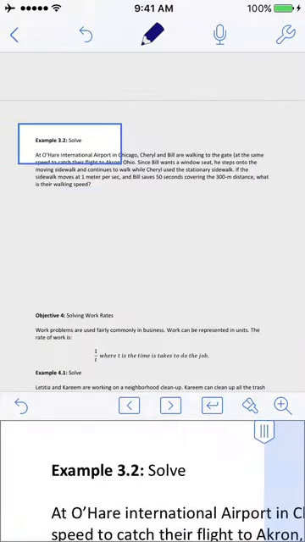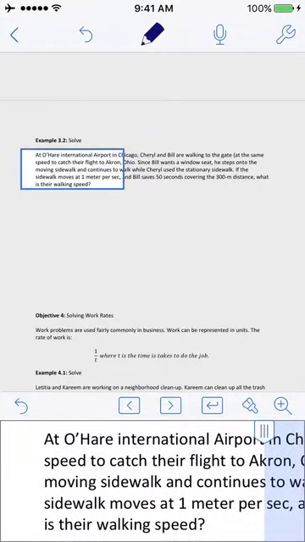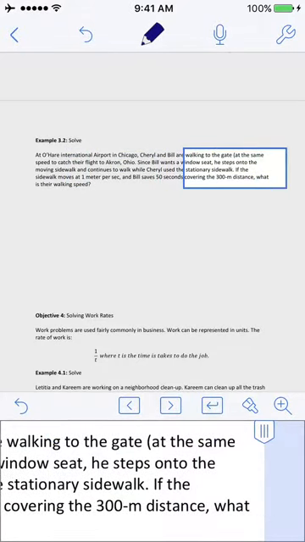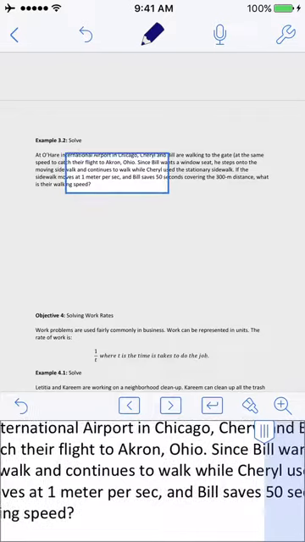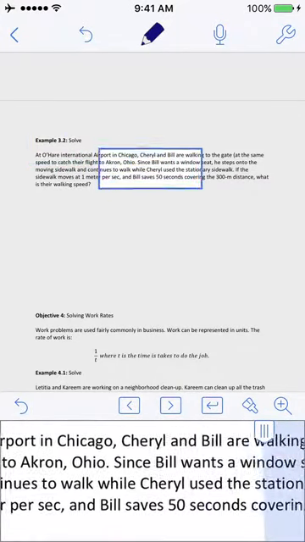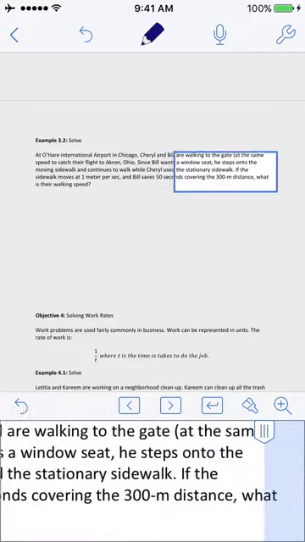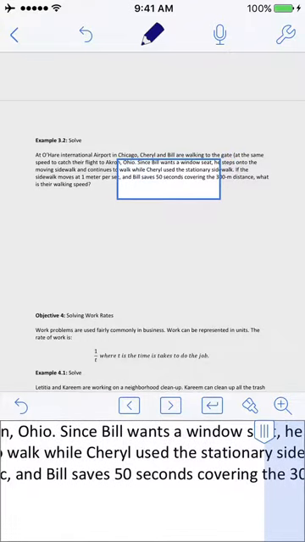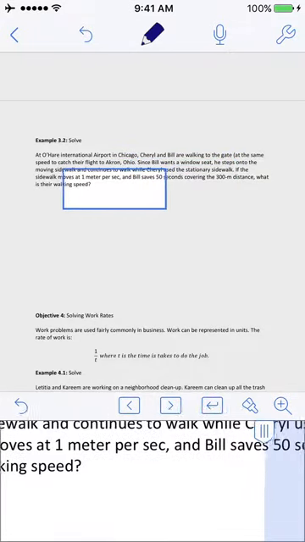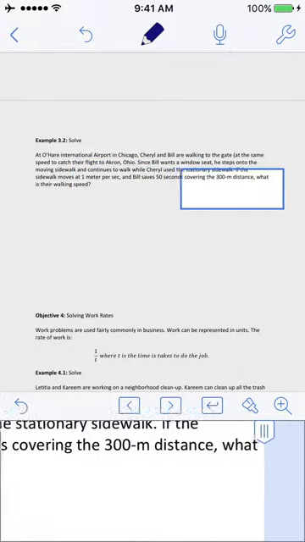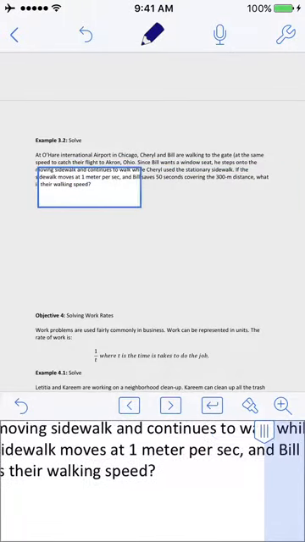All right, let's do another one. At O'Hare International Airport in Chicago, Cheryl and Bill are walking to the gate at the same speed to catch their flight to Akron, Ohio. Since Bill wants a window seat, he steps onto the moving sidewalk and continues to walk with Cheryl while Cheryl uses the stationary sidewalk. If the sidewalk moves at 1 meter per second, Bill saves 50 seconds covering the 300-meter distance. What is their walking speed?